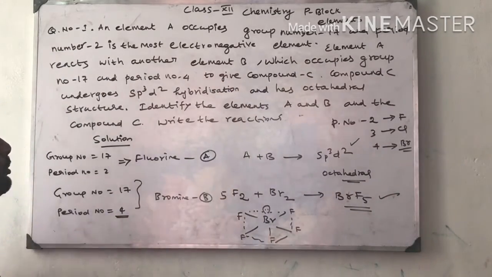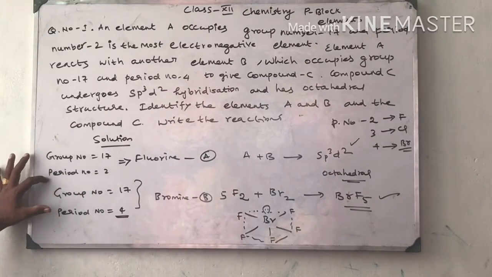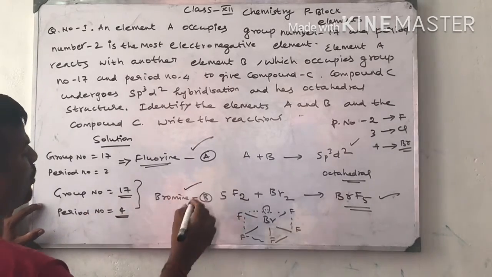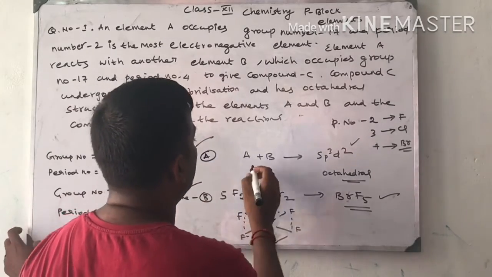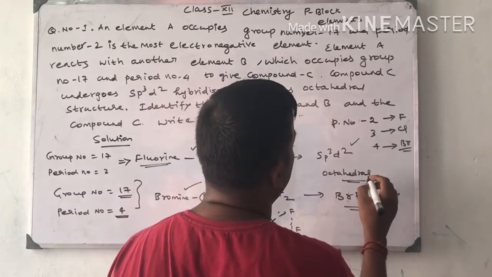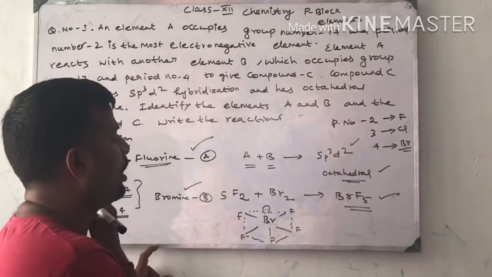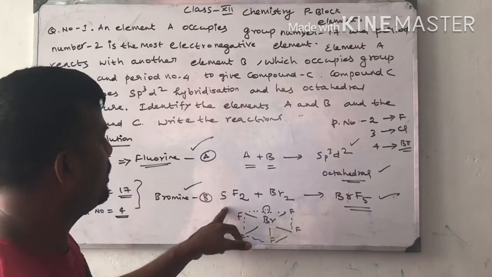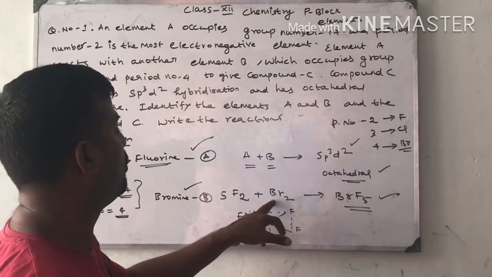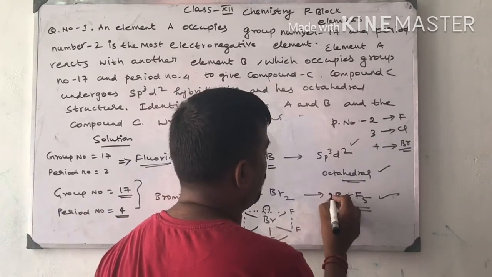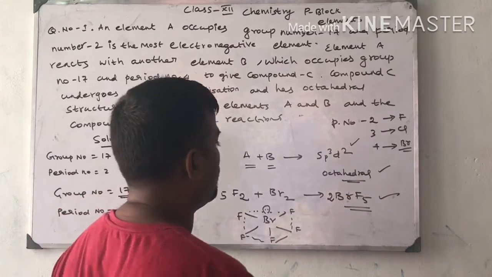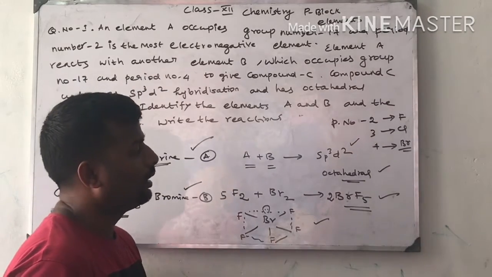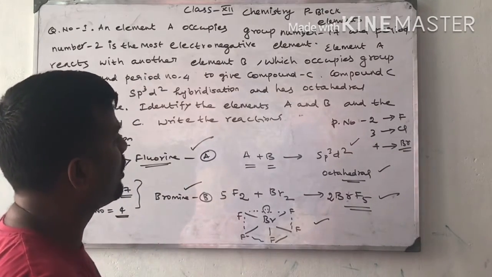Now I am going to explain the concept again. Group number 17, period number 2 is fluorine, A. Group number 17, period number 4 is bromine. So A and B react to give an sp3d2, octahedral compound. 5 molecules of fluorine and 1 molecule of bromine give BrF5, or 5F2 plus Br2 gives 2BrF5. This is the compound, and its structure is octahedral and it is sp3d2 hybridized.